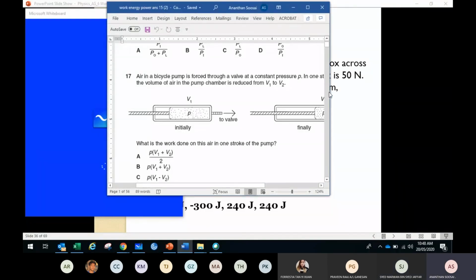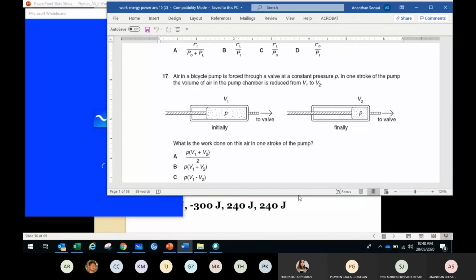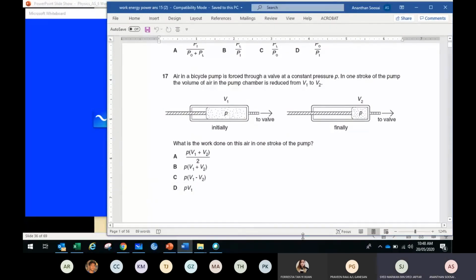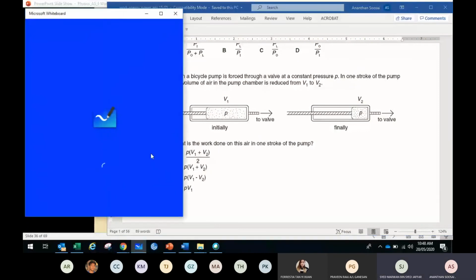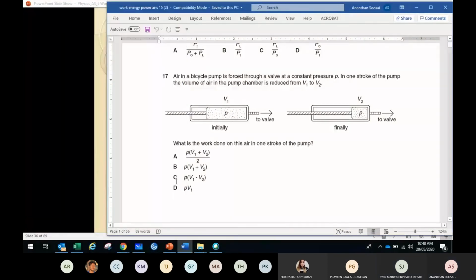Okay, so look at the question. So P changes in volume. So what is the answer? Should be C. P(V1 minus V2). From high volume, it dropped to V2. So the area in the graph, the change in volume times P, is your work done. It's supposed to be V2 minus V1, but it's moving from V1 to V2, just the magnitude. So C is the best answer.